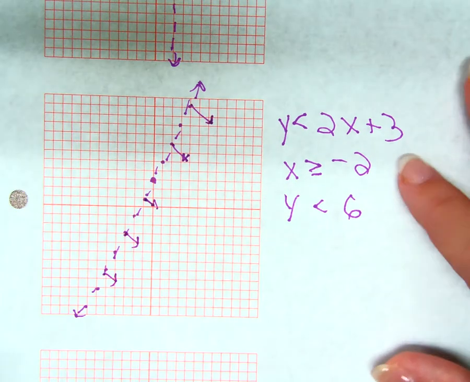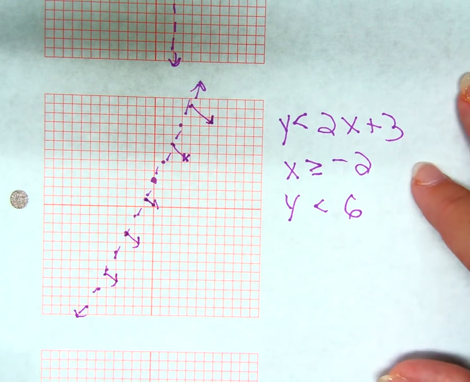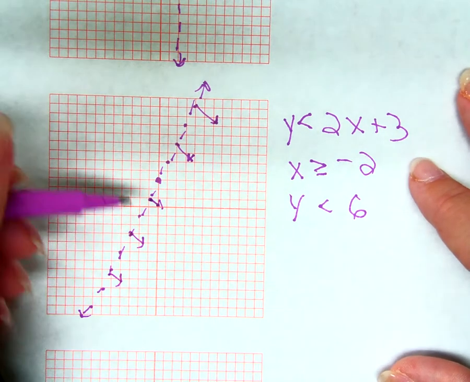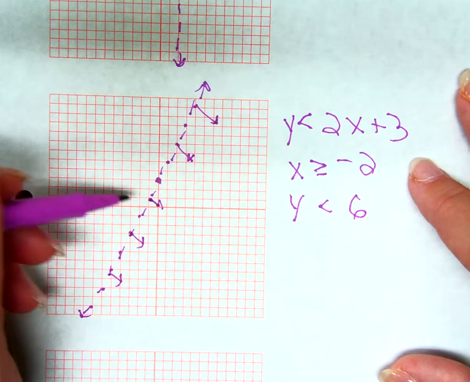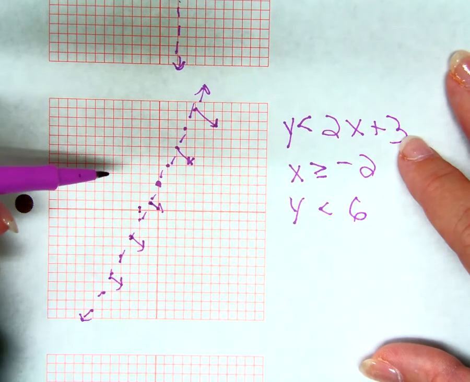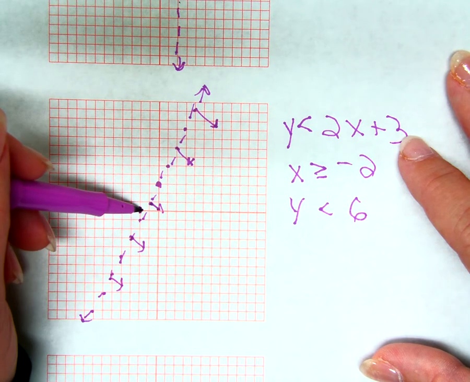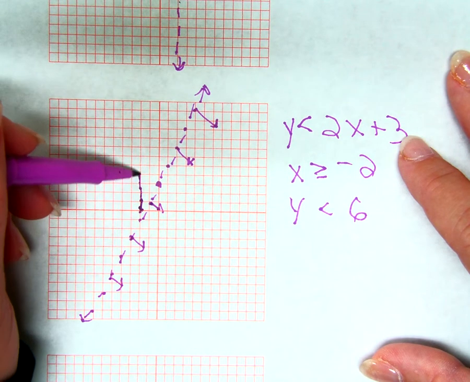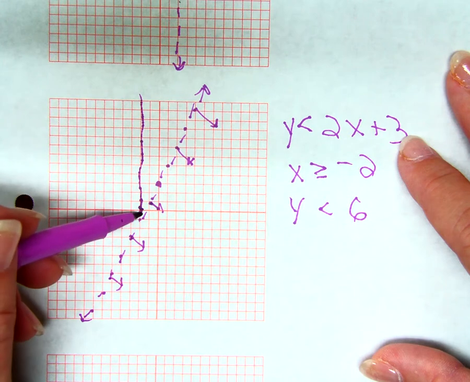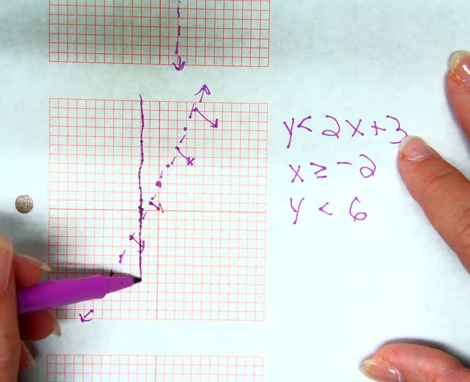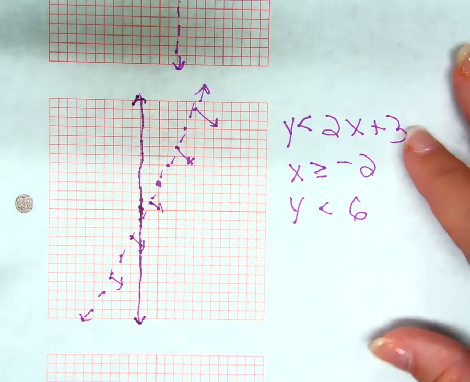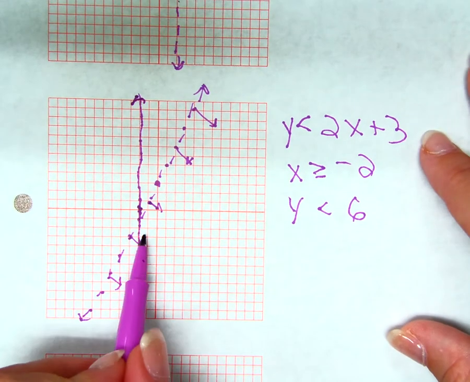Okay? How do I graph the second inequality? Draw a vertical line at -2 because it's crossing the x-axis at -2. And what kind of line do I draw? A solid line. A solid vertical line. Yeah, that's fine. Which direction would I shade? To the right.